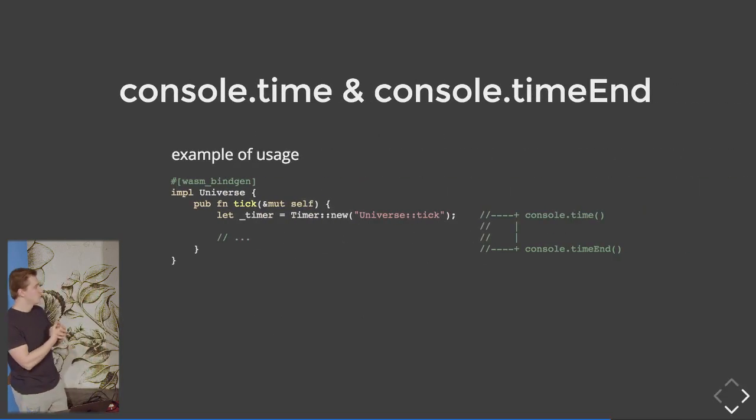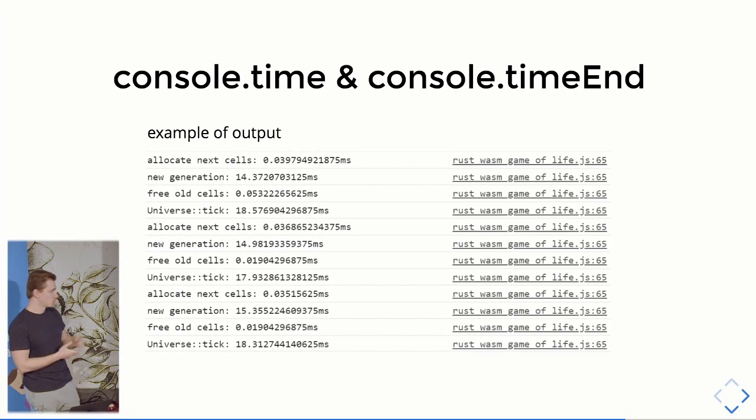How would you want to use it? Getting back to the tick function that calculates the next generation, here we can see that we're instantiating a timer, and it's done within the code block of the tick function. The destructor drop will be called automatically when the execution reaches the end of the code block. So the example output of this would look like this.